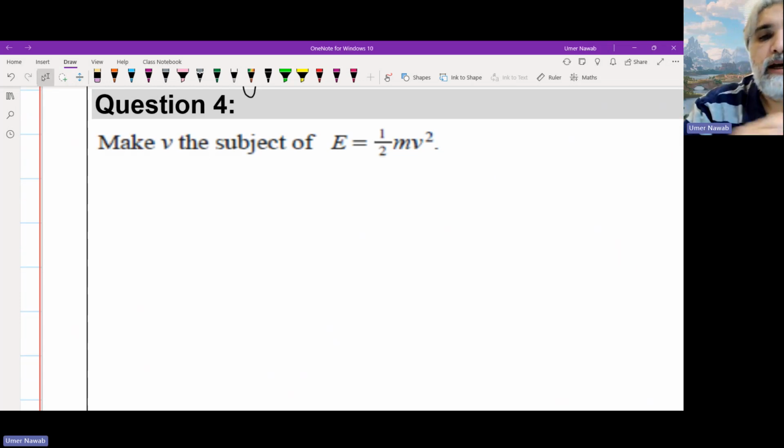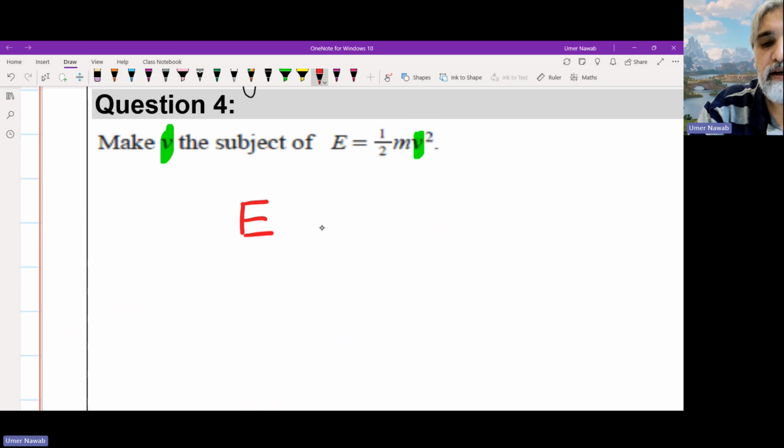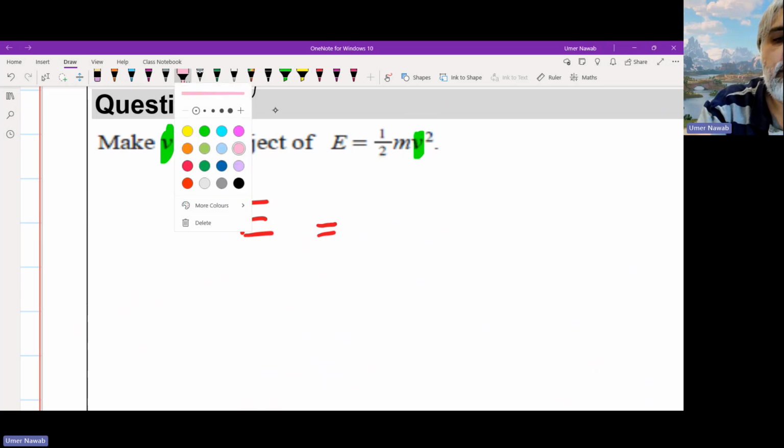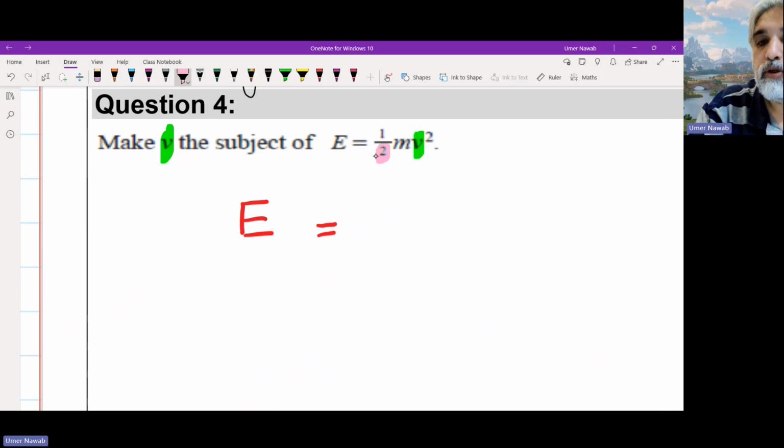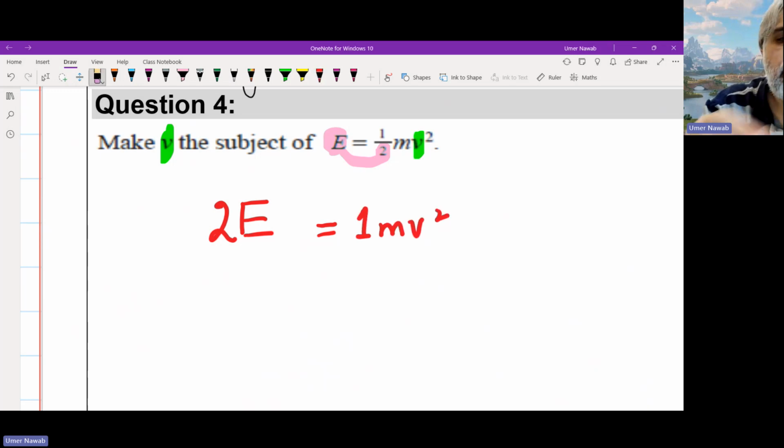Next case is I want to make V as a subject. You remember, so many things are provided here. We do the things step by step. So I have E is equals to, there is a number 2. So the 2 will cross multiply with E. So the 2 is going to cross multiply with E. I get 2E is equals to 1 mv squared. No need to write 1.